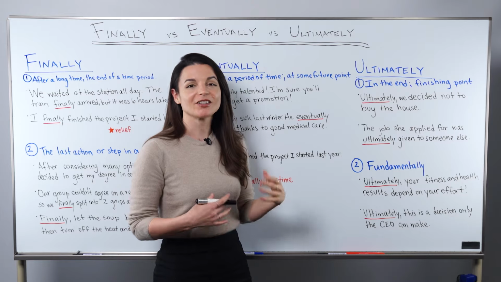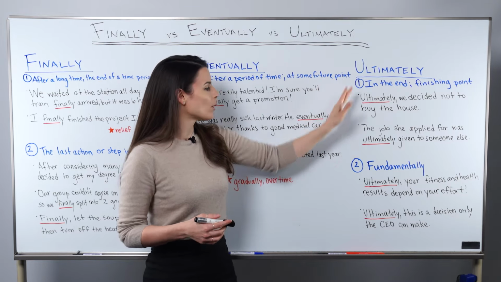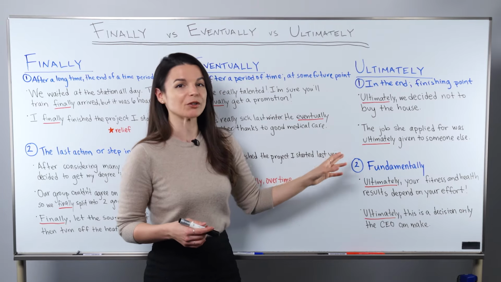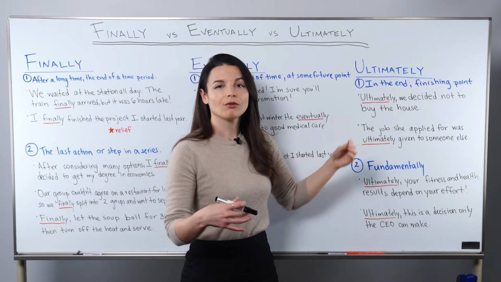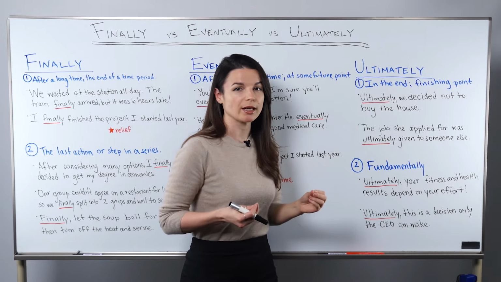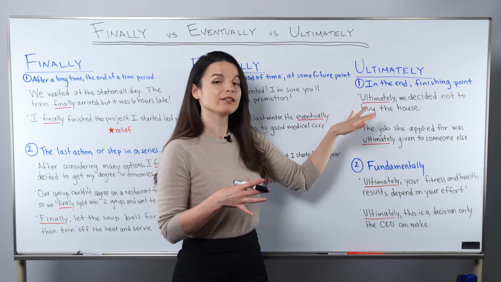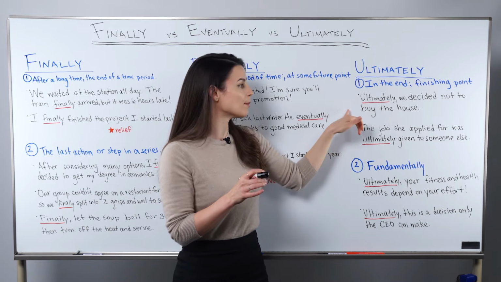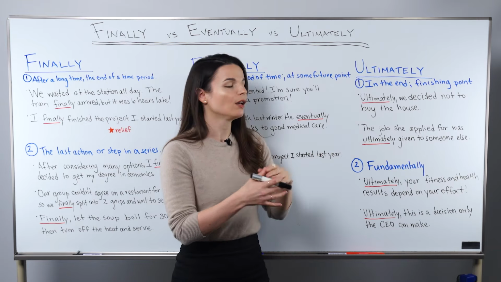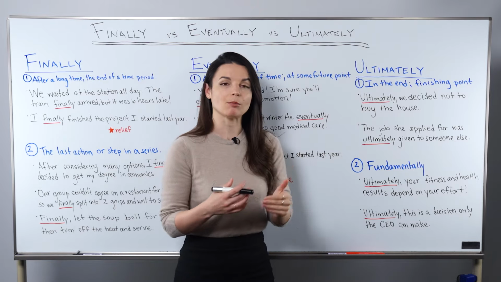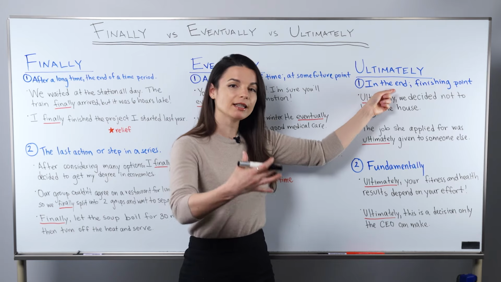Okay, let's move on to talking about the last word for this lesson, which is ultimately. So I want to talk about two uses of ultimately. The first is meaning in the end, or referring to a finishing point. So let's look at the first example sentence. First is, ultimately, we decided not to buy the house. So this ultimately at the beginning of the sentence communicates this idea of in the end.